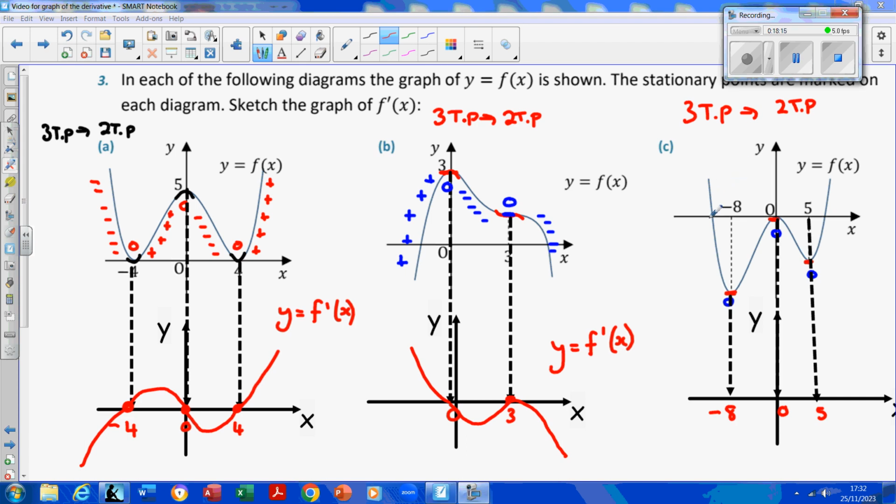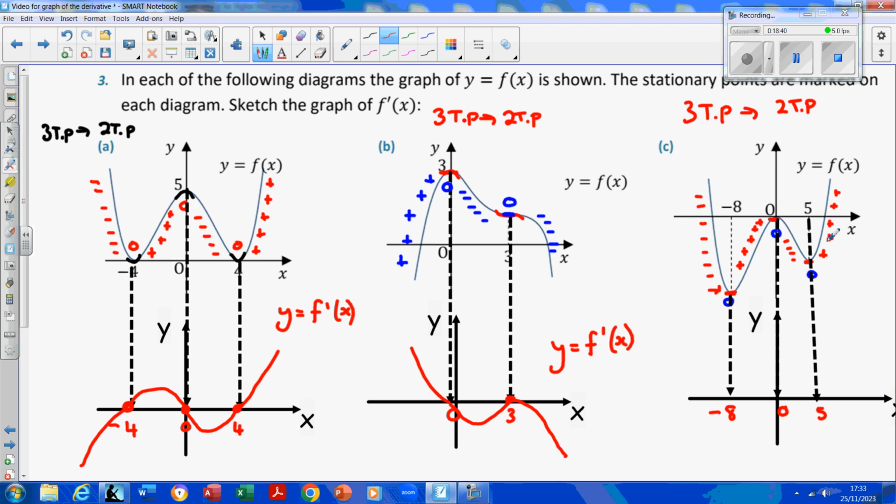Graph before this turning point is negative. It's sloping downhill. So the gradient of the tangents are all negative right across there. Then it goes to 0, and then it goes uphill, so they're all positive in between those 2 turning points. Then it goes to 0, then it goes to negative, it's going downhill. Then it goes to 0, and then it goes uphill.